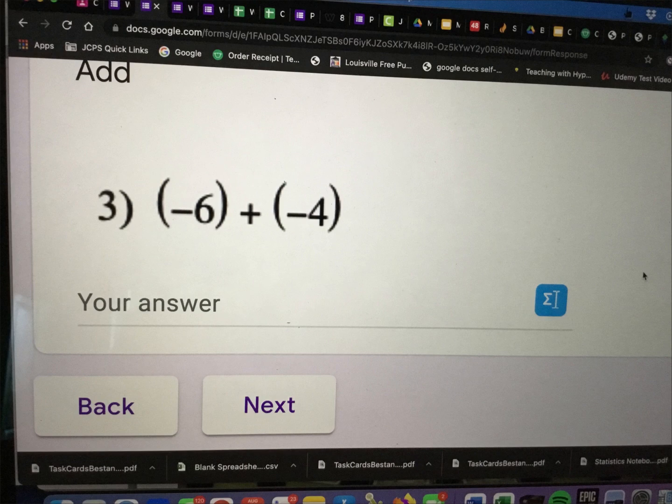And last but not least, if you've got 6 negatives and you're combining it with 4 more negatives, that gives you a total of 10 negatives, which means -6 plus -4 is going to be -10.